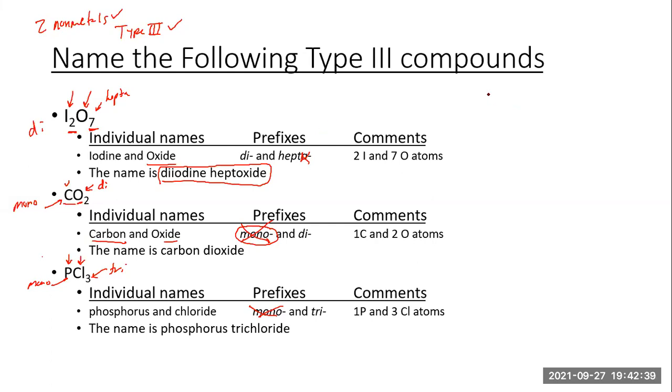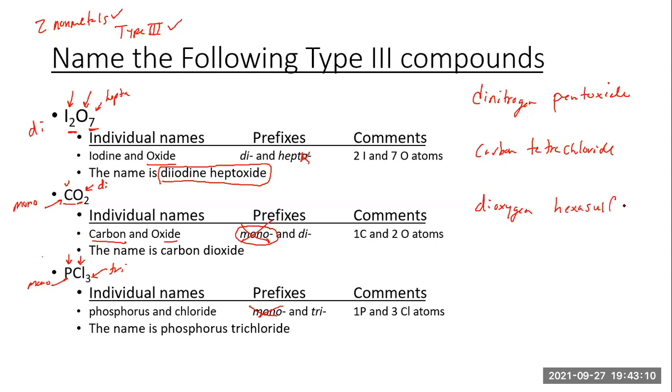I want you to try a couple here. Let's do dinitrogen pentoxide. Let's do carbon tetrachloride. Let's do dioxygen hexasulfide. So write the formula for these guys here.